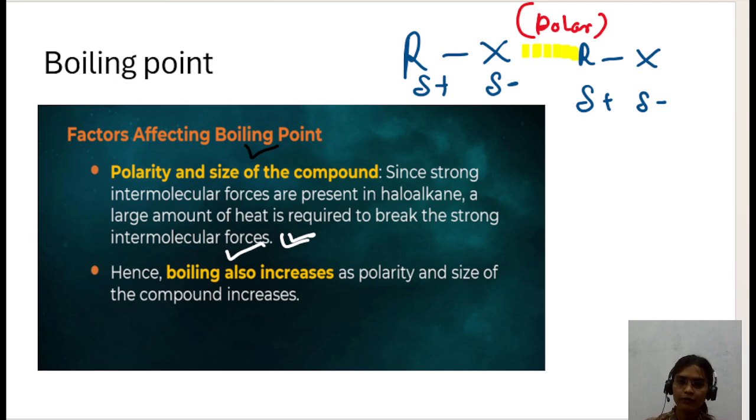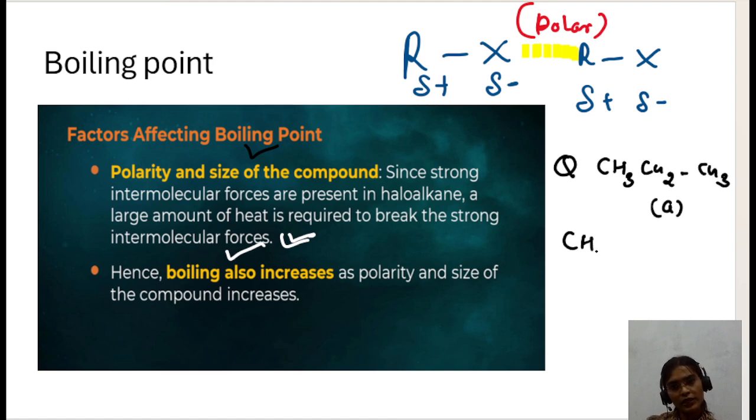For example, there is a question for you. Try to answer this question. This is a simple question. Suppose I have CH3, CH2 and CH3, this is compound number 1, and the second one is CH3, CH2 and chlorine. Can you tell me between A and B, which one has the maximum boiling point? Is it A or is it B?